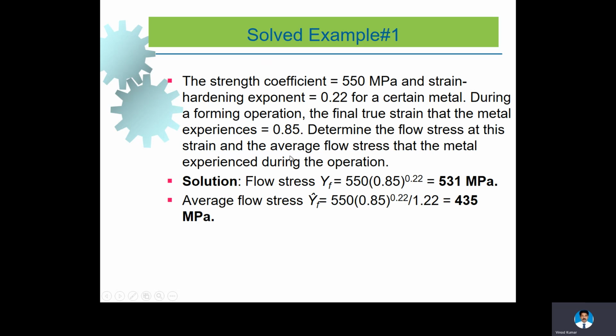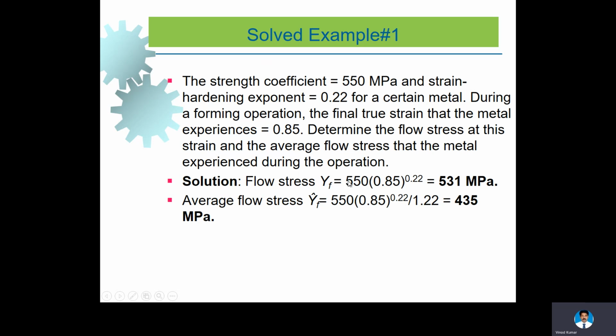Now we have a solved example here. The strength coefficient K is given, and the strain hardening exponent n is given. During a forming operation, the final strain that the metal experiences is 0.85. That means we have the final strain epsilon given. Determine the flow stress, instantaneous and average. We have to find two parameters: the instantaneous flow stress and the average flow stress.